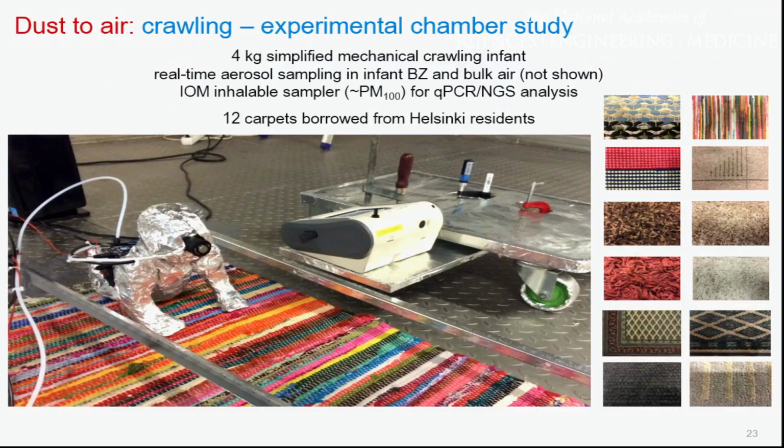Here we used what I'll just call a simplified mechanical crawling infant. It's by no means perfectly realistic, but it does do what I would call a modified belly crawl. So it does simulate the impact of the hands with the carpet and, let's say, abrasion of the belly as it slides along the carpet. We sampled in the breathing zone with an optical particle sizer, moving along on this mobile trolley, as well as the bulk air.